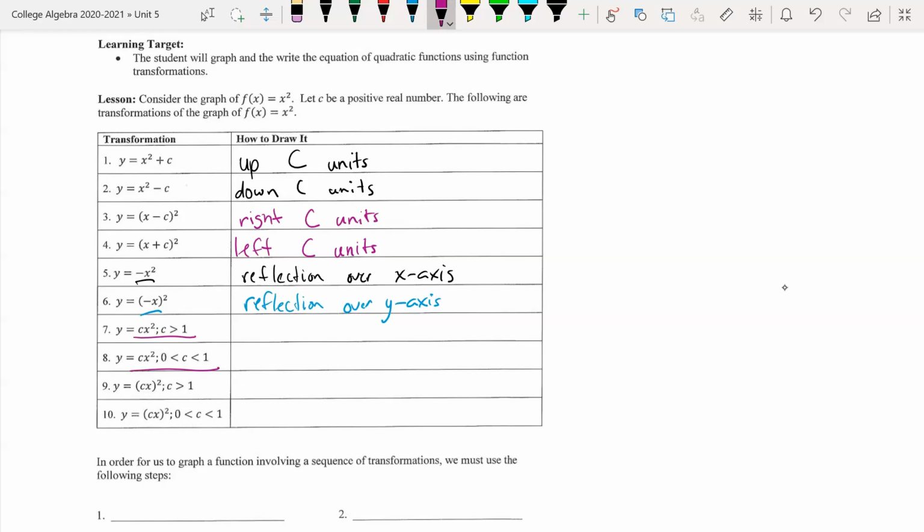So then we get into these. If c is greater than 1, you say it's a stretch by a factor of c. If it's less than 1, it's a compression by a factor of c. Okay, these are going to be the same for these two as well. It's just instead of being on the outside of the x squared, it's in parentheses with the x. Doesn't matter, it's still going to be stretch compression. Okay?